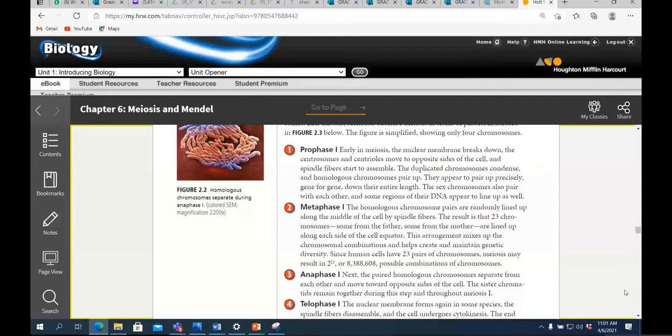Alright ladies, so if you have to remember these 4 phases in a sequence, please remember PMAT, referring to prophase, metaphase, anaphase, and telophase. So let's start with prophase 1. Early in meiosis, the nuclear membrane breaks down. The centrosomes and centrioles move to the opposite sides of the cell, and spindle fibers start to assemble.